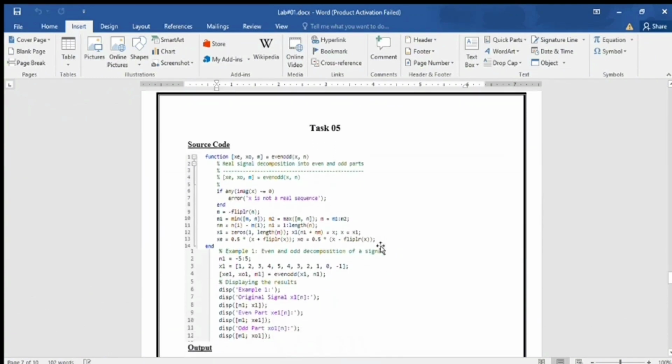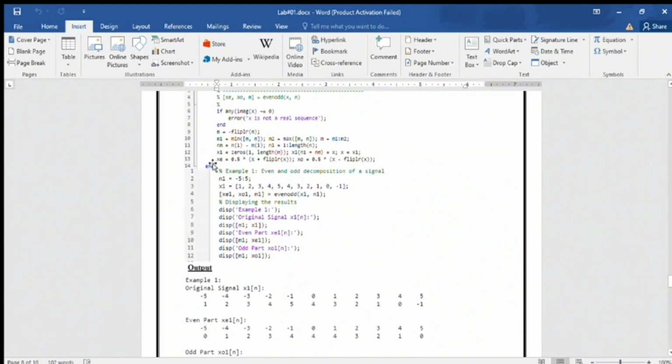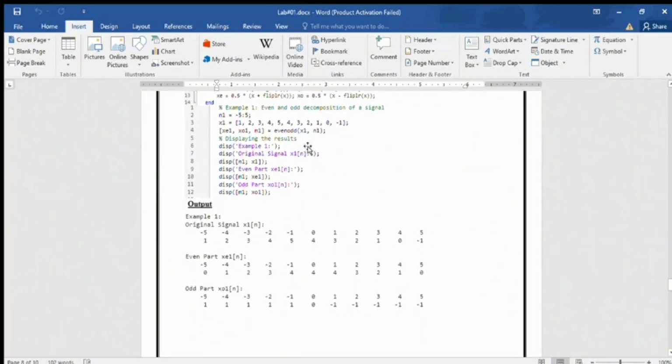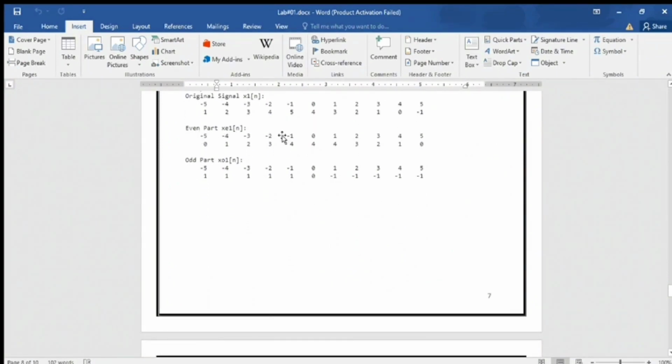Moving on to task 5. In this task we are defining the function which extracts the even and odd components from the given signal. To extract the even part of the signal, it flips the signal and then adds it to the original signal, and to get its odd part it flips the signal and subtracts it from the original signal. We have taken this signal as the example which varies from -5 to 5 and its values are 1, 2, 3, 4, 5, 4, 3, 2, 1, 0 and -1. When we give this signal as an input to the function which I have defined earlier, it displays its even part and then its odd part.